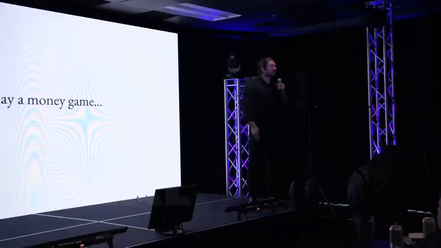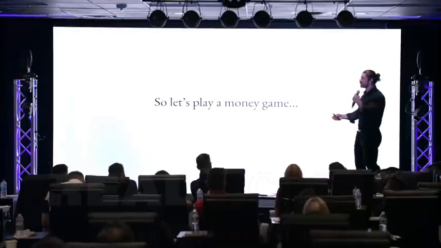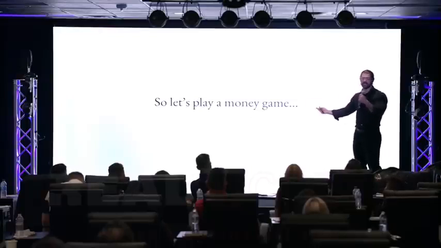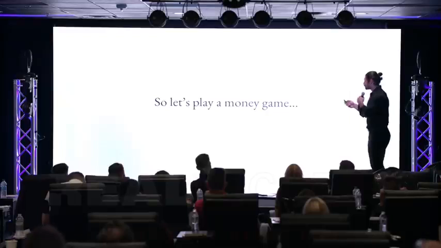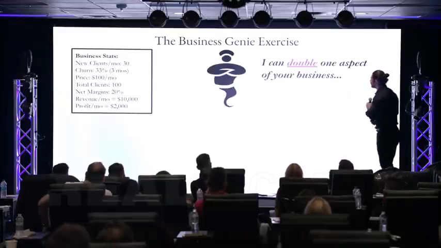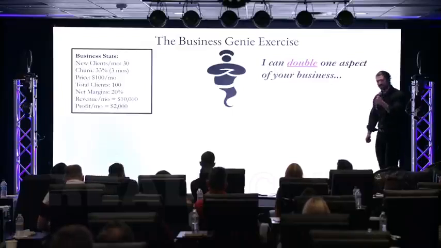Because if you made $1 million a deal, you could use direct mail and still work. You could use radio nationally and still work because you make so much more per customer. Right? And so as much as this is an acquisition thing, the back end informs the front end. Sometimes when I teach this, I go backwards. So let's play a quick money game. Everyone likes money games? Yes. All right. So this is the business genie exercise.